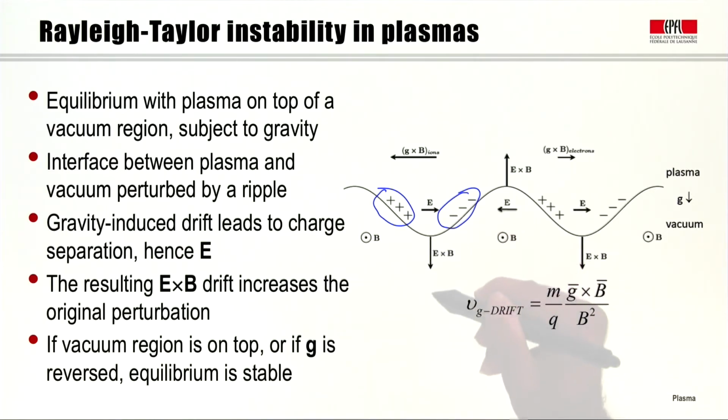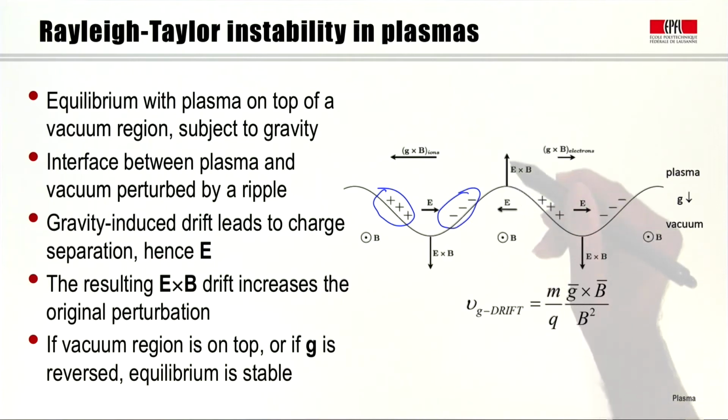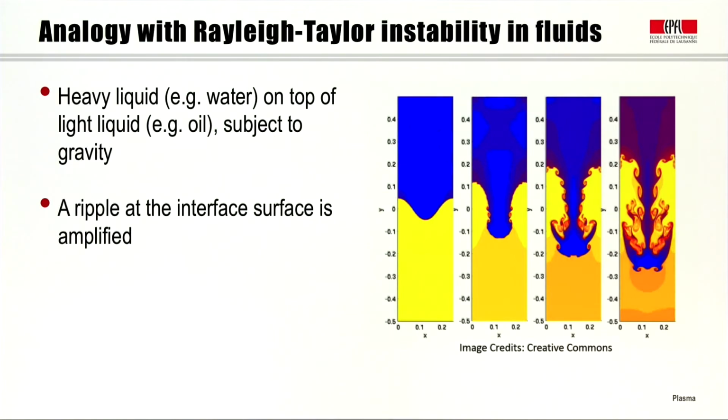It pulls the ripple down, it pulls the ripple up. So again, the initial perturbation grows. We are in a situation of instability. If we reverse this situation, so if we put the vacuum region on top, or if the direction of G is reversed, this equilibrium becomes stable. Now, the most common example of Rayleigh-Taylor instability is the Rayleigh-Taylor instability in fluids.